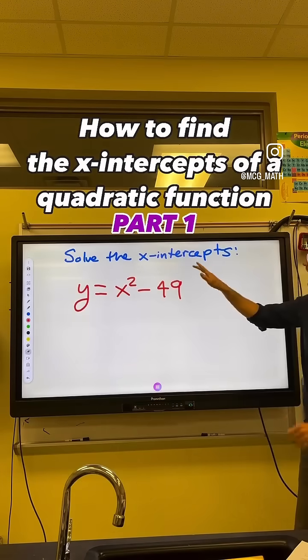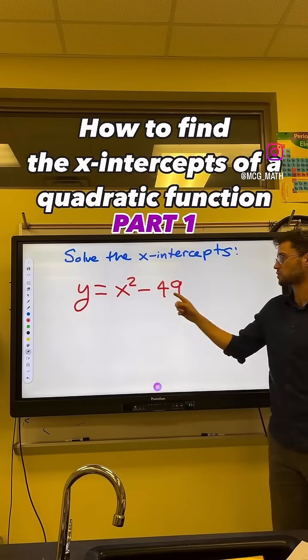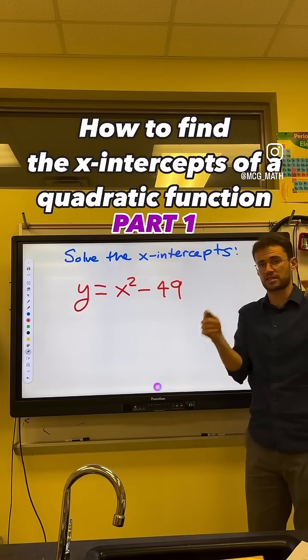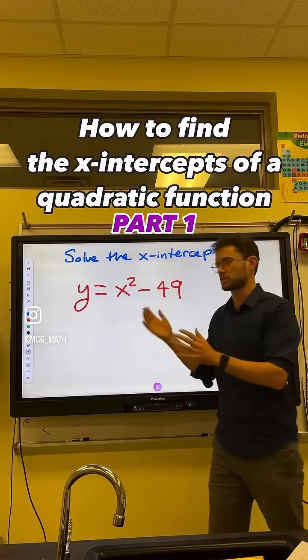Here we're solving for the x-intercepts of a quadratic, y equals x squared minus 49. Now if it was a calculator active question, you could just type that in and see where it crosses the x-axis. But here we're going to do it algebraically, so you do it without a calculator.